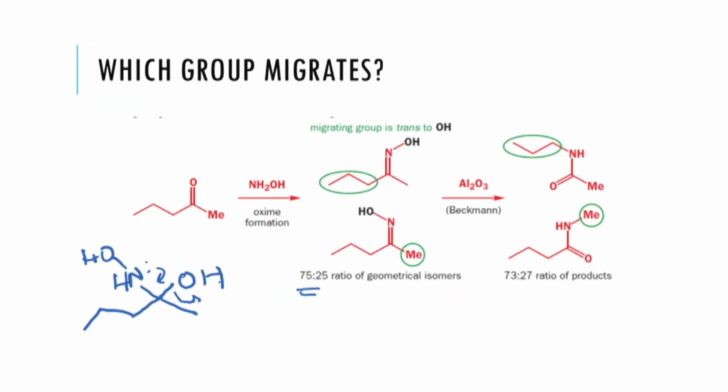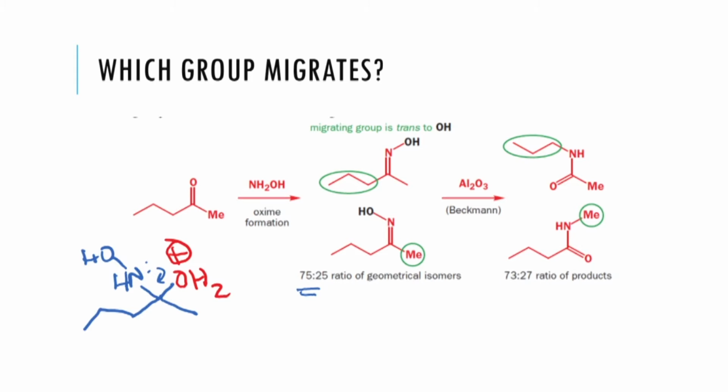So now the question is, which group migrates? In order to understand this, let me just draw out this oxime in the following manner. When a ketone reacts with hydroxylamine, if it's a symmetrical ketone, you get only one product. But if it's an asymmetrical ketone, you end up getting a mixture of geometrical isomers. So in one of the isomers, the hydroxyl group is far away from the larger group, and in the other one, the hydroxyl group is far away from the smaller group.